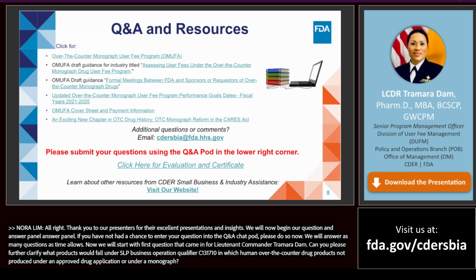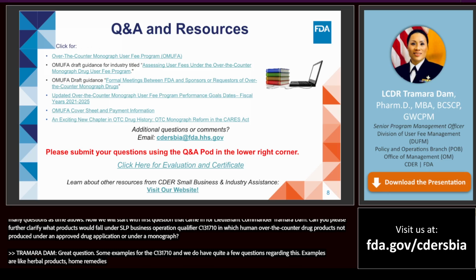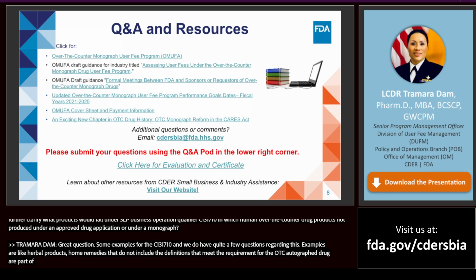Great question. Some examples for the C131710, and we do have quite a few questions regarding this, are herbal products and home remedies that do not include the definitions of OTC that meet the requirements for the OTC monograph drug products. Those are part of the C131710. Thank you.